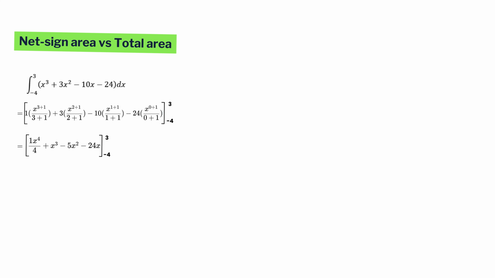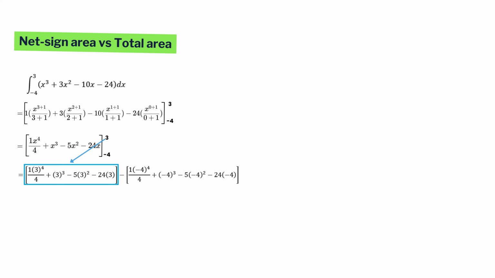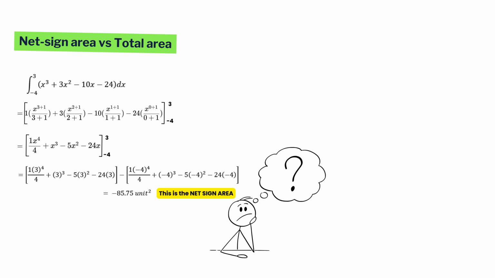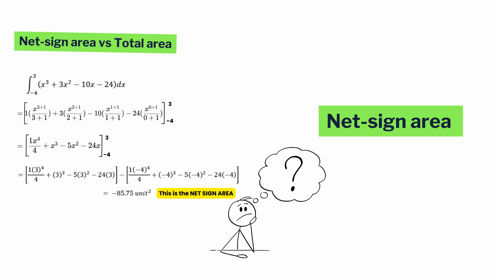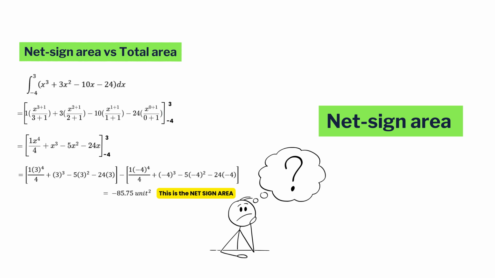The last step is to incorporate the little numbers. We substitute the top number into our integrated answer, then minus and substitute the bottom number. When we evaluate, we get negative 85.75 square units. This answer is our net sign area. It feels strange to get a negative answer for area, and that is exactly why there's a difference between net sign area and total area. Now let's look at the same integral and compute the total area. And you'll see that this weird negative area will make sense.